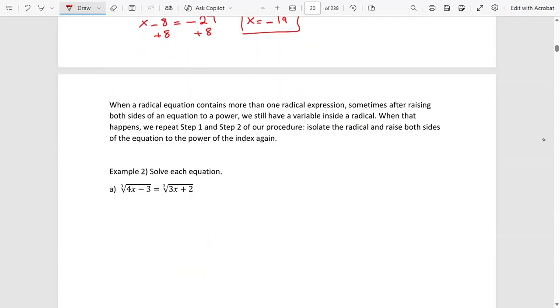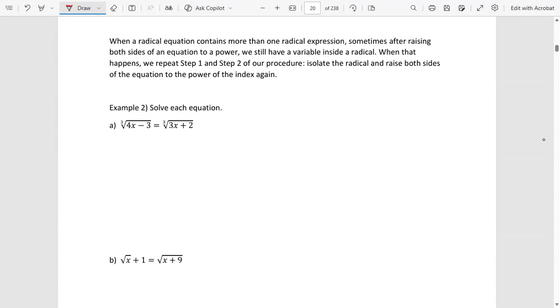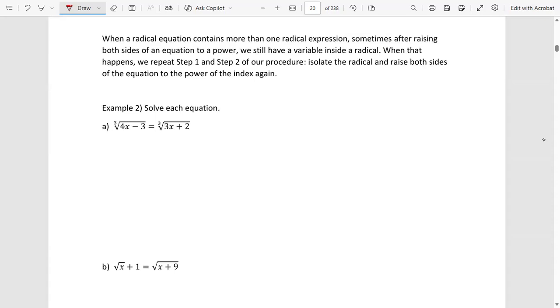Now let's look at some examples that involve 2 or more radicals. But we are still following the same steps. Okay, for part A, we want to solve this equation, but this equation has 2 radicals, one radical on the left and one radical on the right. We said that the first step is isolating the radical. Which radical must be isolated? Doesn't matter. Make sure that at least one of the radicals is isolated.